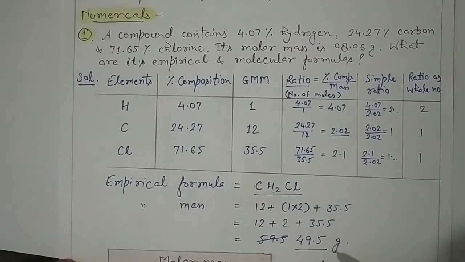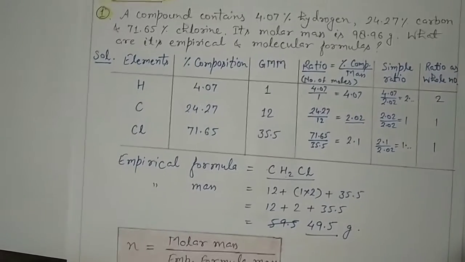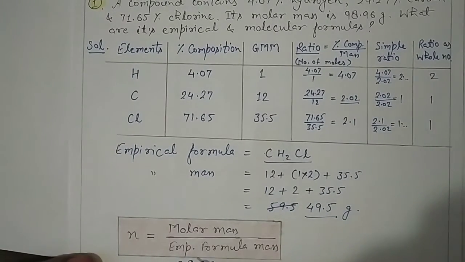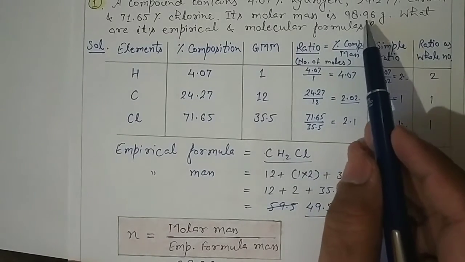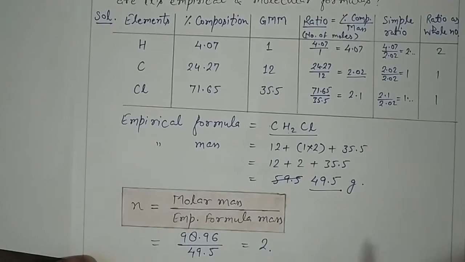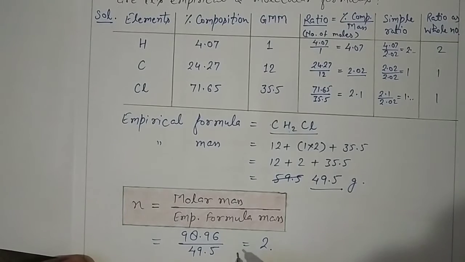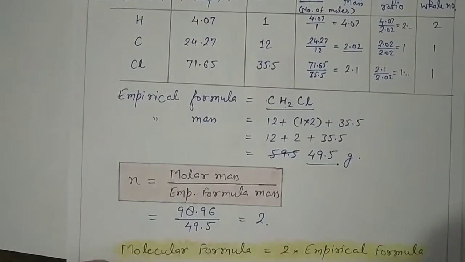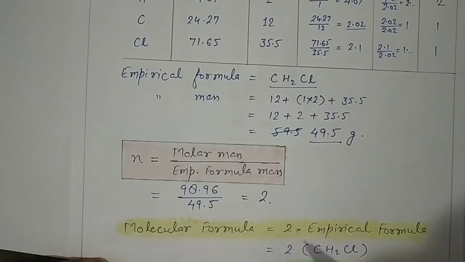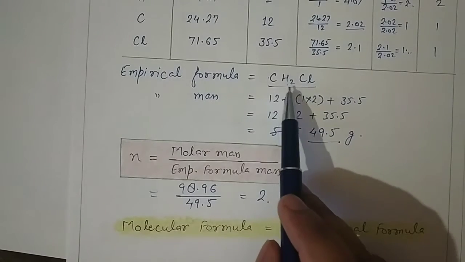49.5 gram. Now we calculate the next term which is required to obtain the molecular formula, that is n. n is the ratio of molar mass and empirical formula mass. As molar mass was given in the question already, 98.96 gram, so 98.96 gram upon the empirical formula mass, that is 49.5 gram, we get the value approximately 2. So we get the rounded off value, that is 2. Then we use the next formula, that is molecular formula is equal to 2 into empirical formula. So 2 into empirical formula we have got from here, CH2Cl.